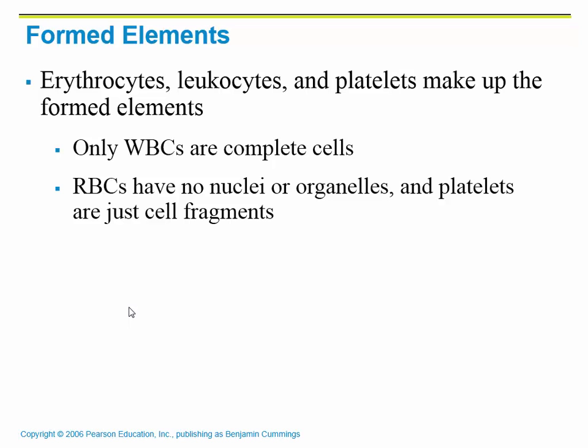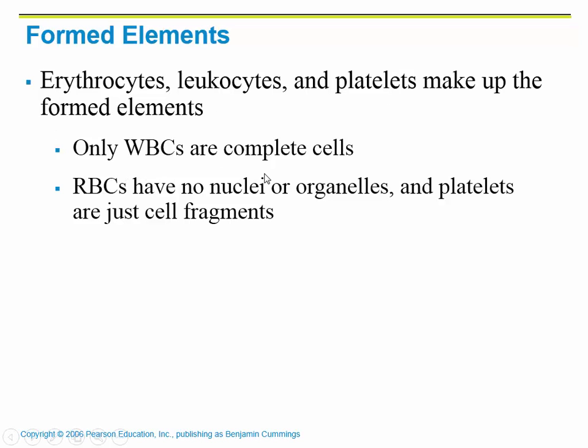Now, this next section will talk about the formed elements and what their function is in the blood. So erythrocytes, leukocytes, and platelets are the formed elements. Now, erythrocytes are red blood cells, leukocytes are white blood cells, and platelets are fragments of cells that are going to help initially stop blood loss.